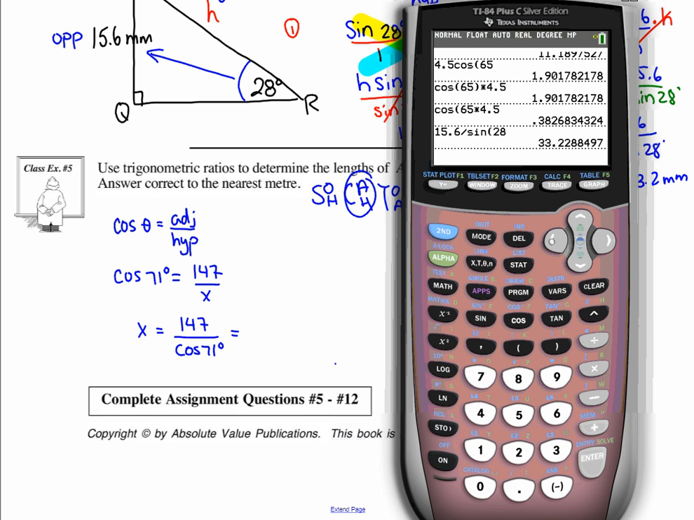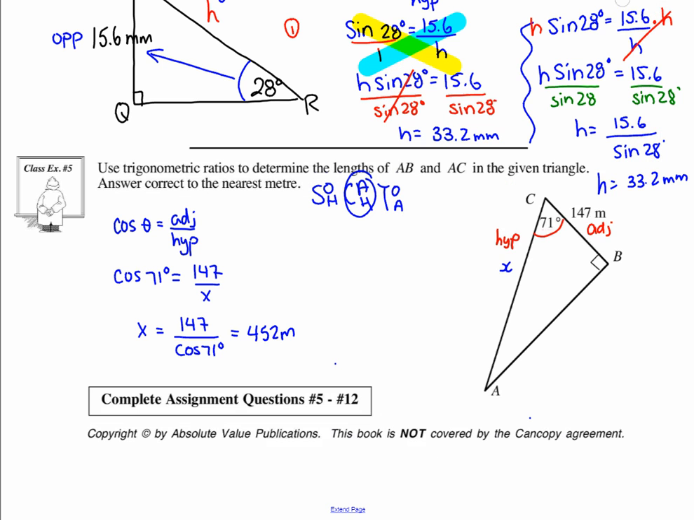452. No, it's pink. Oh, it's close. It's flush. 452 to the nearest meter. Now, here's the thing, guys. Really important. Now that I know this side here, which is 452 meters, how can I get side AB?